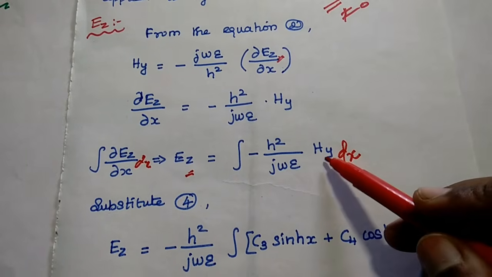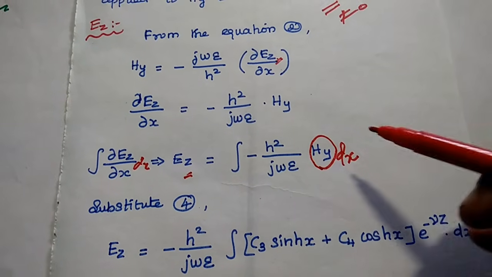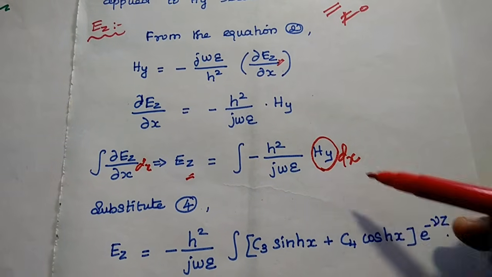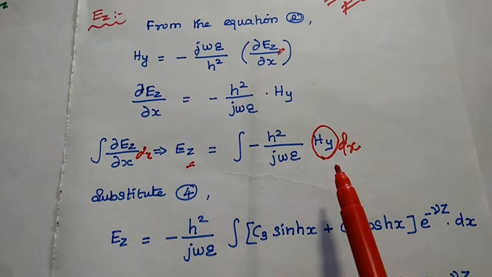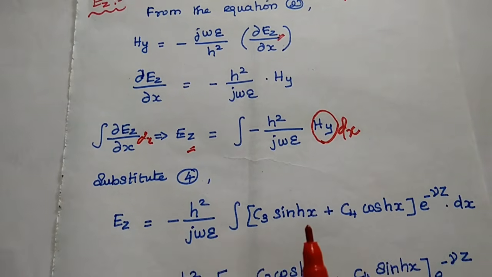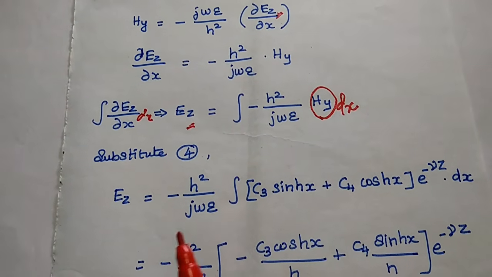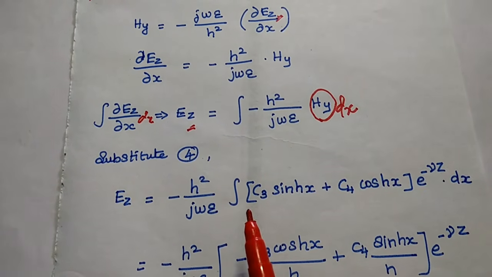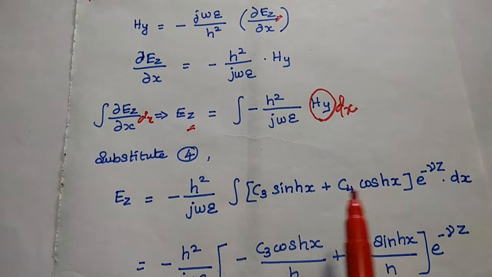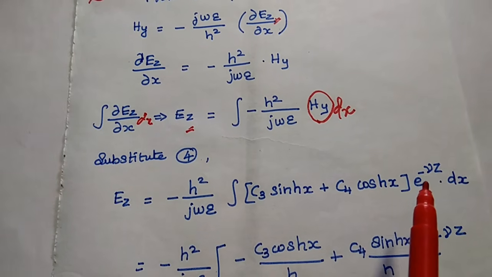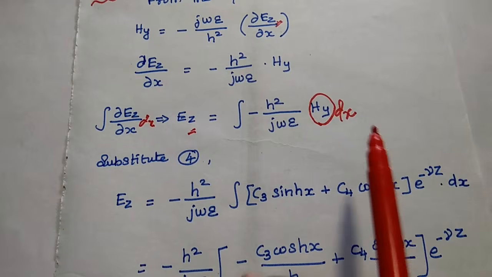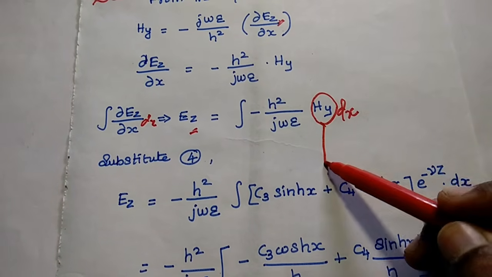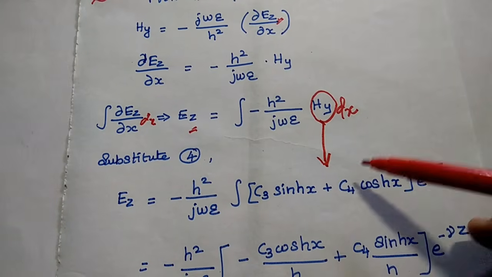Okay. So in this one we are going to substitute the fourth equation. So what is the fourth equation? The general solution of Hy. Next we are going to substitute that Hy expression here. Then we can get Ez is equal to minus h squared by j omega epsilon integration of C3 sin hx plus C4 cos hx e power minus gamma z dx. Do you all understand this one? So here we are going to simply substitute this Hy value, that is the fourth equation.